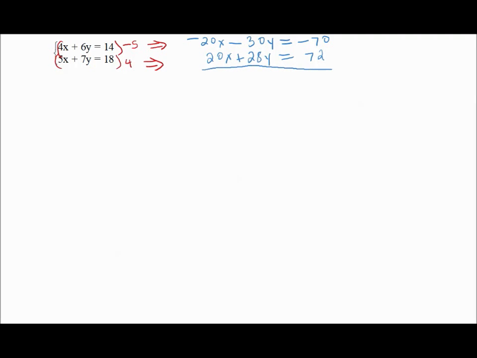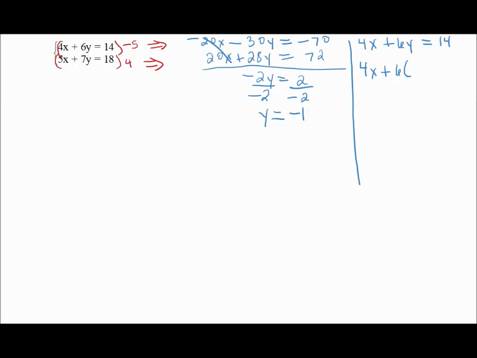Okay, so now I can eliminate my x variables. Negative 30y plus 28y gives me a negative 2y equals, and then negative 70 plus 72 gives me 2. I'll divide both sides by negative 2. And that gives me y is equal to a negative 1. Now that I know the value of my y variable, I'll plug that solution into one of my original equations. I'll go ahead and use this top one, 4x plus 6y equals 14. And now that I know that y is negative 1, I'll replace this with a negative 1.